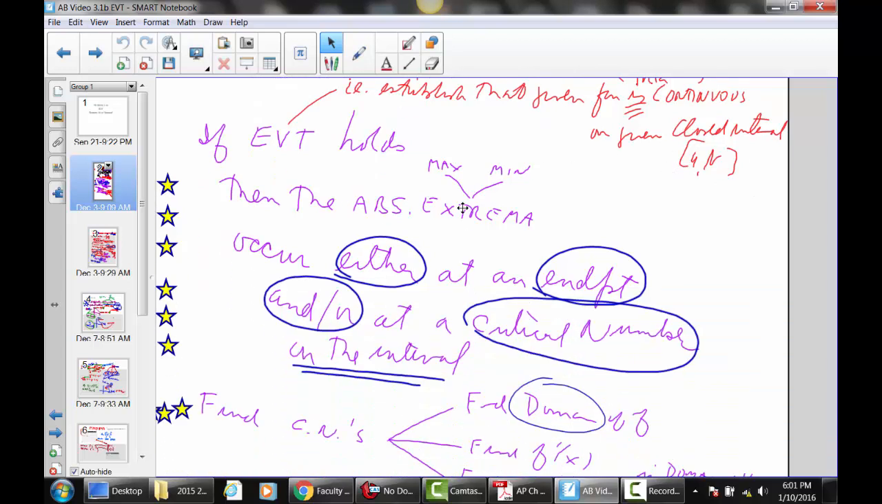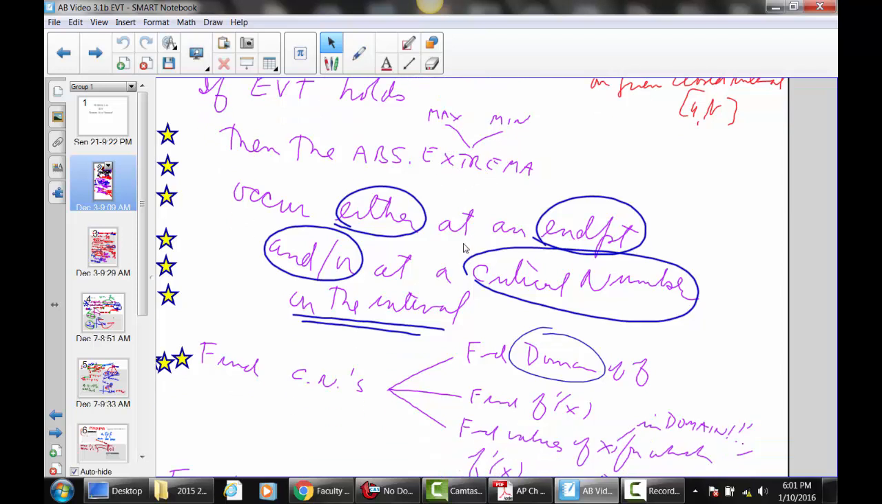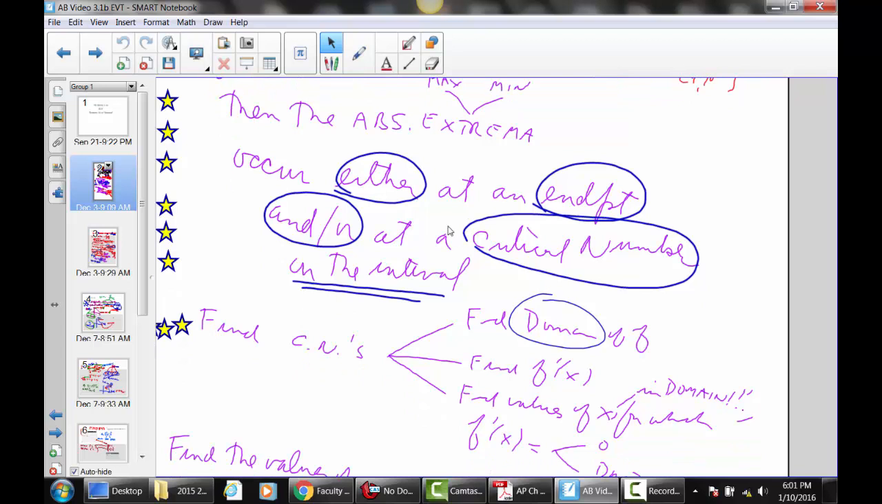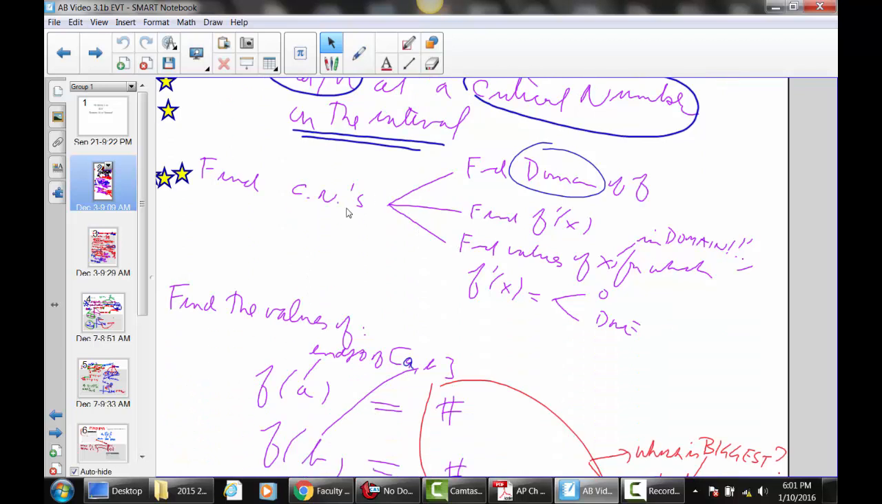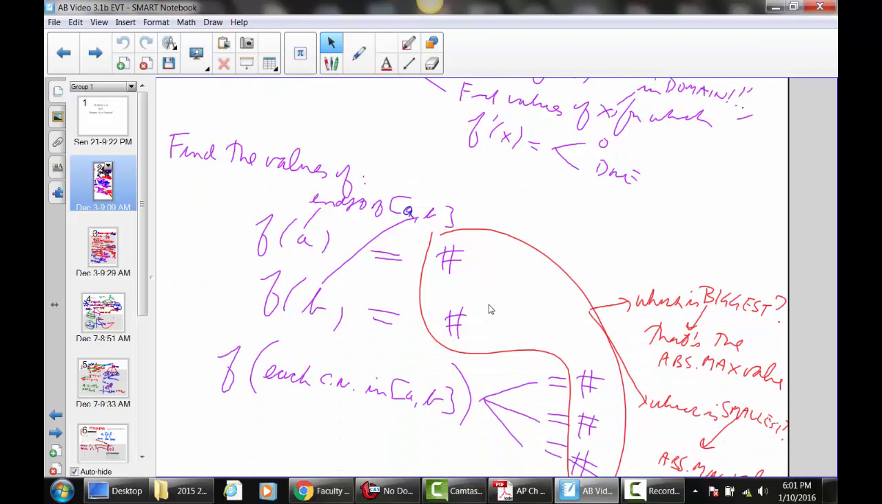Once you know that the extreme value theorem holds, and you do know there is an absolute max and an absolute min on the interval, the question is then to find them. Well, we know they're going to occur either at endpoints and or at critical numbers on the interval. So you'll need to find the critical numbers. Remember, you need the domain of the function. You'll find the derivative. What values of x in the domain make the derivative 0 or undefined.